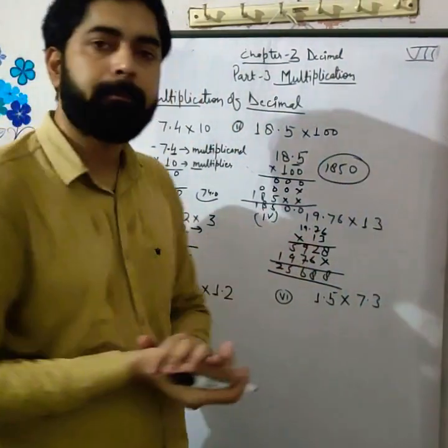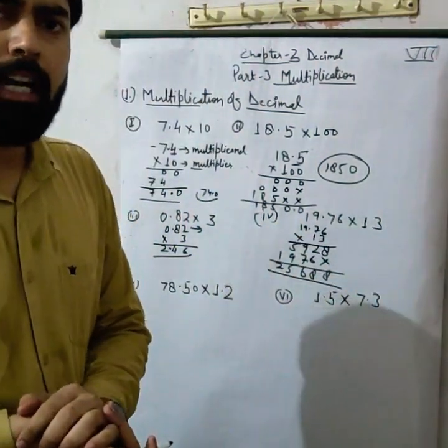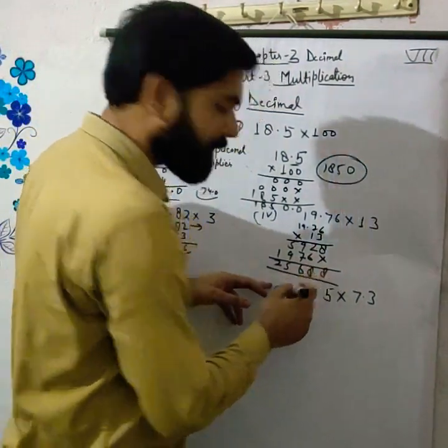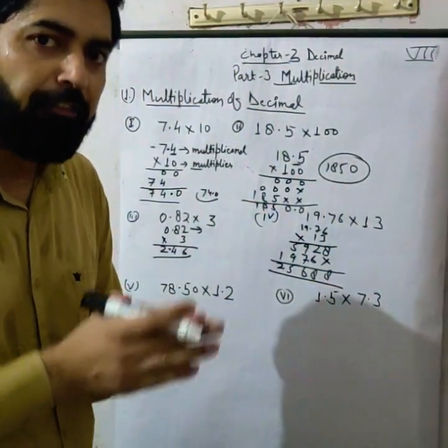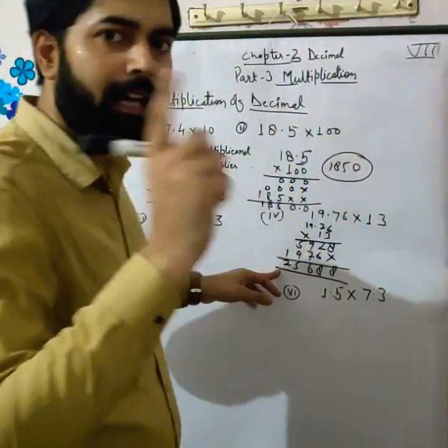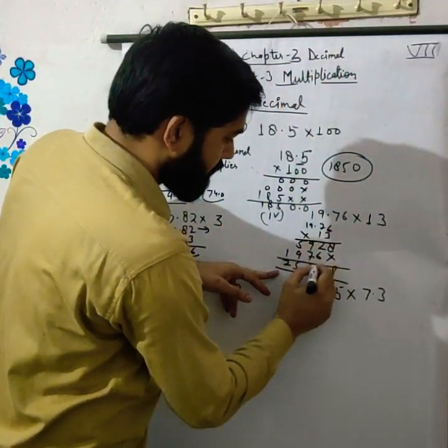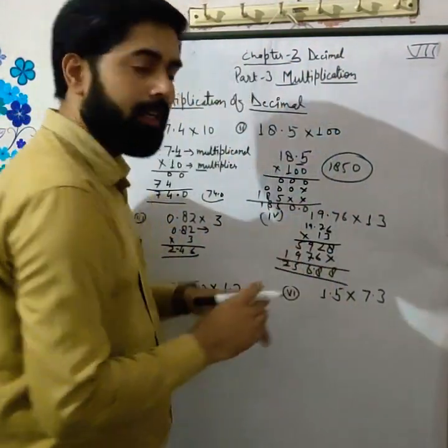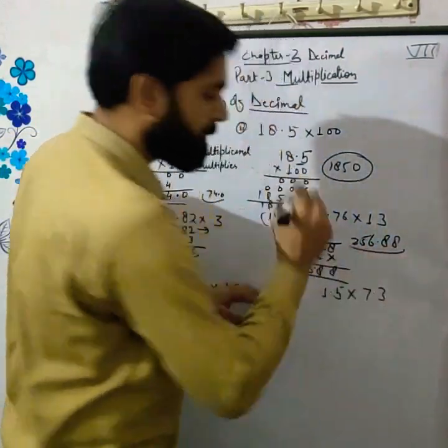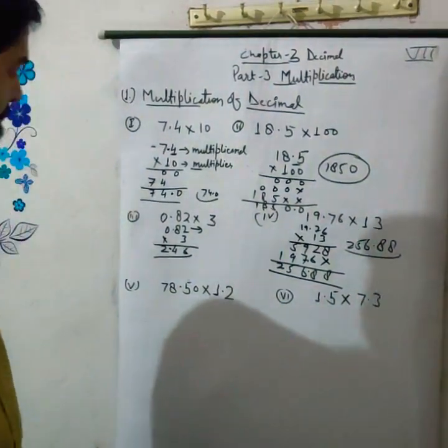Then look at the decimal. Where is the decimal? Only in the multiplicand, after 2 digits. Then we can use the decimal in the product after 2 digits from the right hand side. Keep in mind, the decimal we always use from the right hand side. 2 digits, 1 2. The answer will be 256.88.